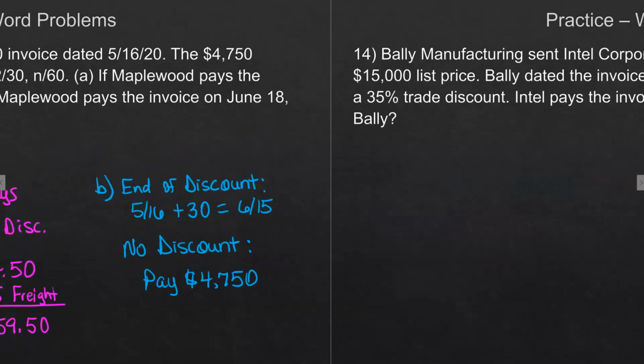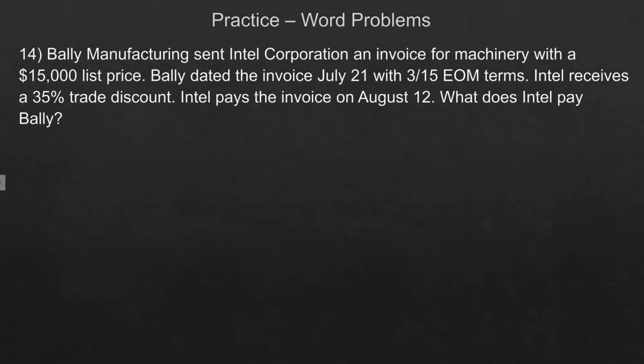Okay, we have one last example. Bally Manufacturing sent Intel Corporation an invoice for machinery with a $15,000 list price. Bally dated the invoice July 21st with 3/15 EOM terms. Intel receives a 35% trade discount. Intel pays the invoice on August 12th. What does Intel pay Bally?